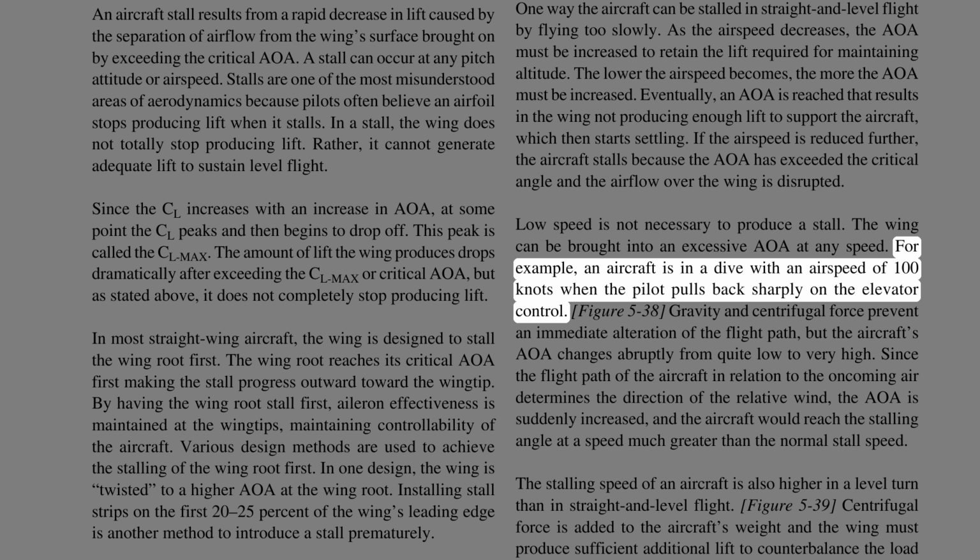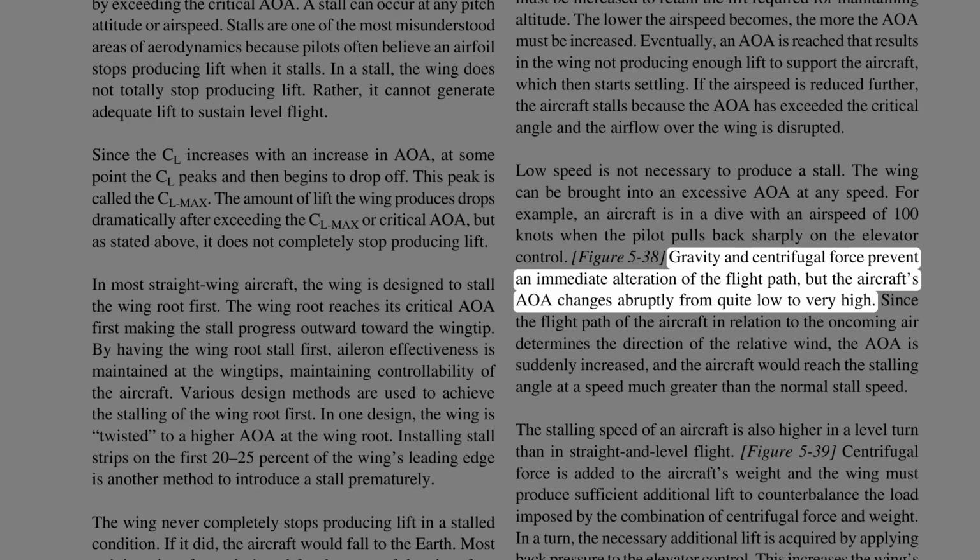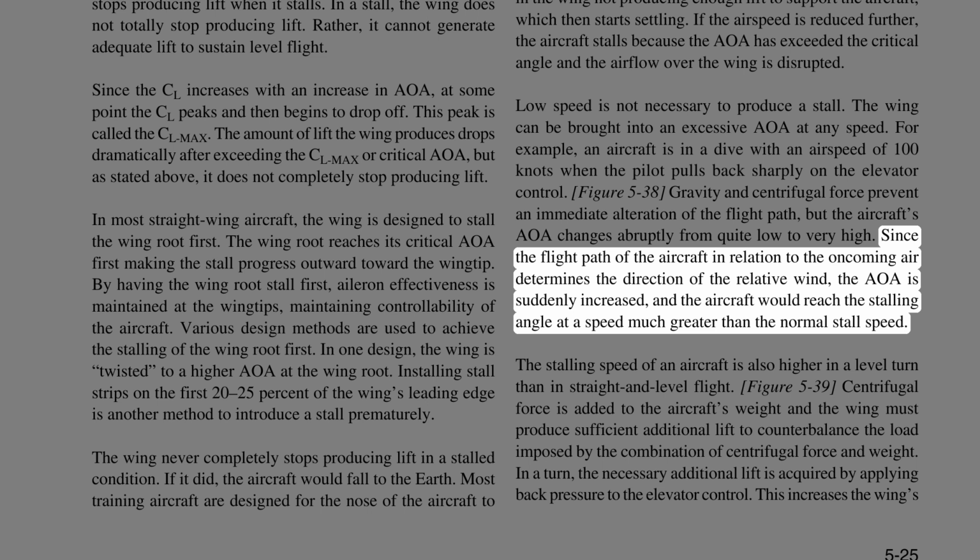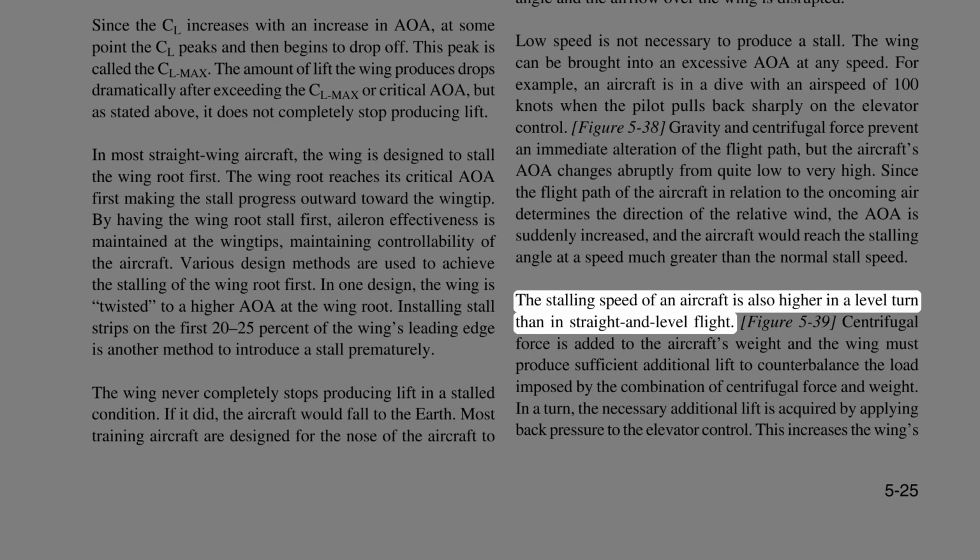For example, an aircraft is in a dive with an airspeed of 100 knots when the pilot pulls back sharply on the elevator control. Gravity and centrifugal force prevent an immediate alteration of the flight path, but the aircraft's AOA changes abruptly from quite low to very high. Since the flight path of the aircraft in relation to the oncoming air determines the direction of the relative wind, the AOA is suddenly increased, and the aircraft would reach the stalling angle at a speed much greater than the normal stall speed.